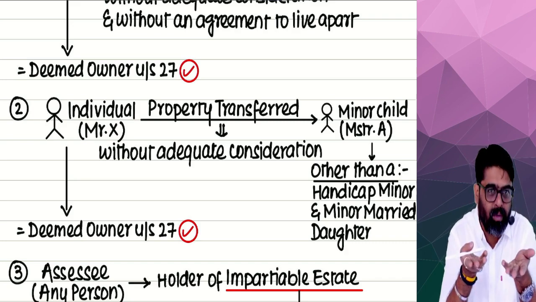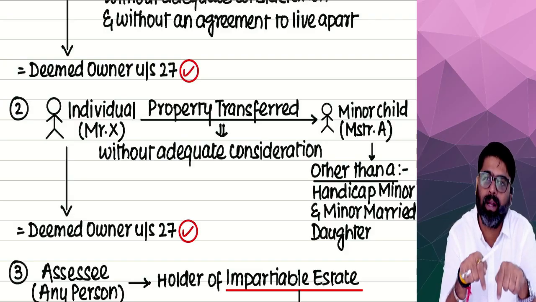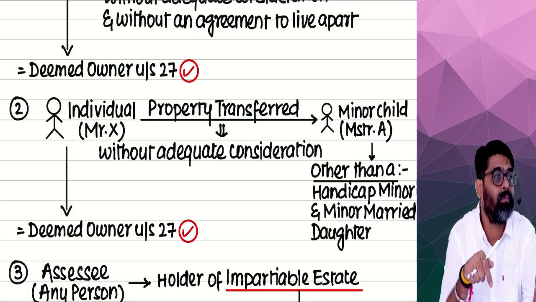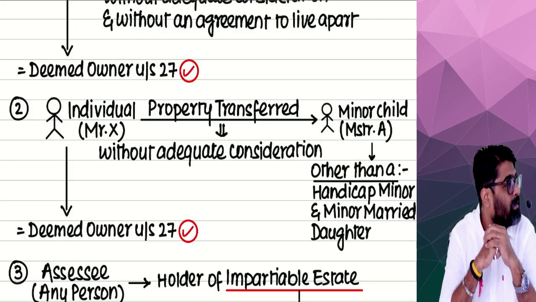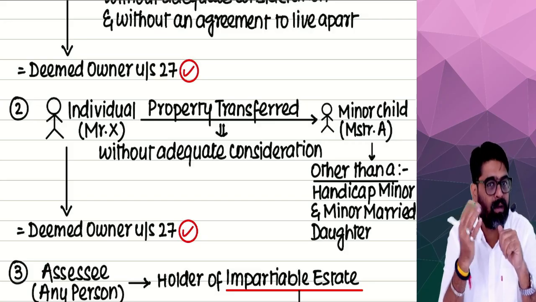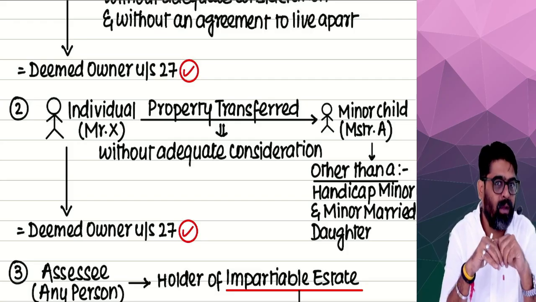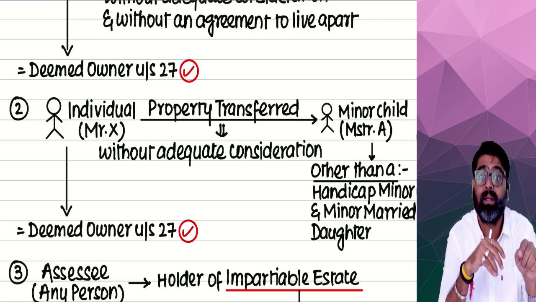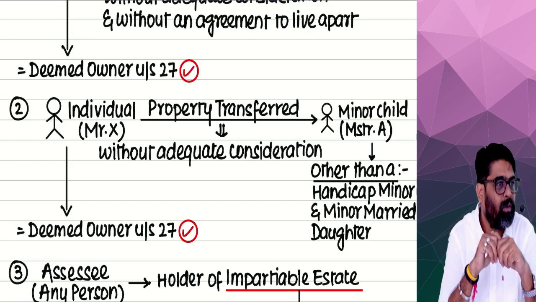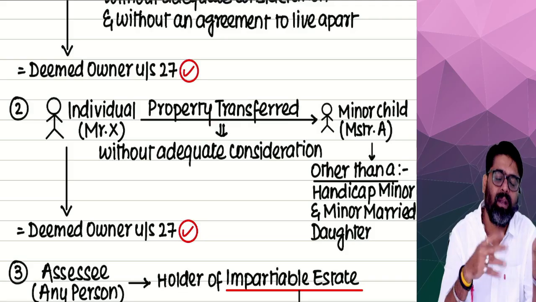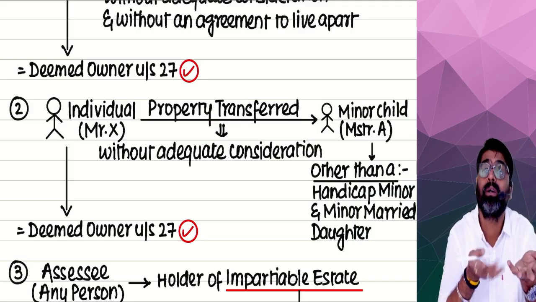By applying the clubbing provisions, we are anyways going to include that income in your total income. We are anyways charging that income in your total income by applying the clubbing provision. Why make you the deemed owner? If we make you the deemed owner for such properties, what will happen? By applying the clubbing, the income will be taxable. And by making you the deemed owner also, the same income will be taxable. So one income will be taxed twice. That should not happen. So we are charging that income once by applying the clubbing provision. Then why charge that income again by making you the deemed owner?